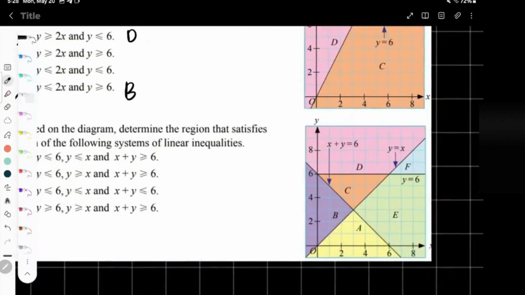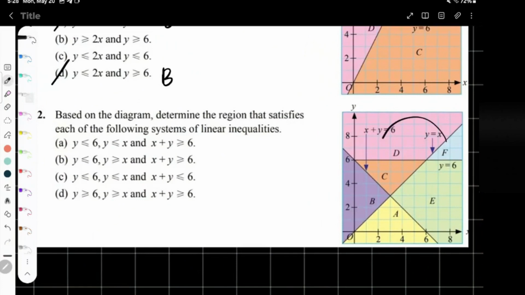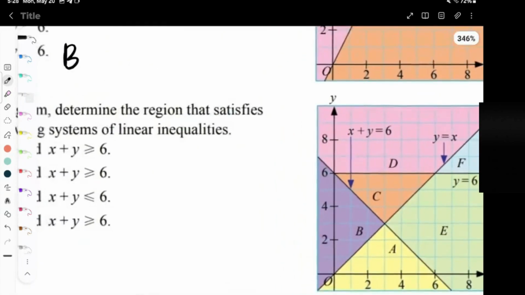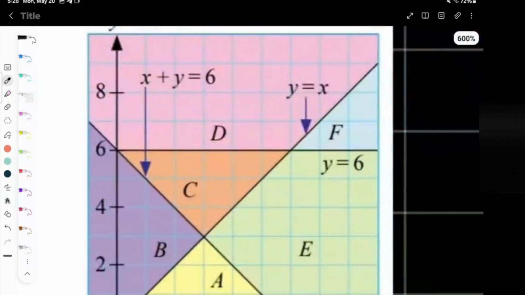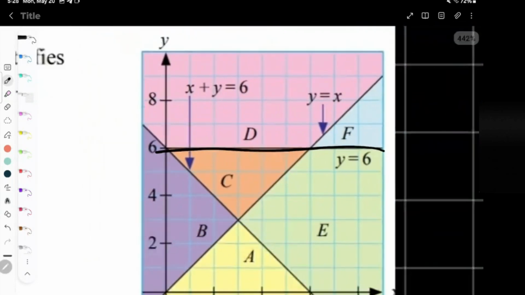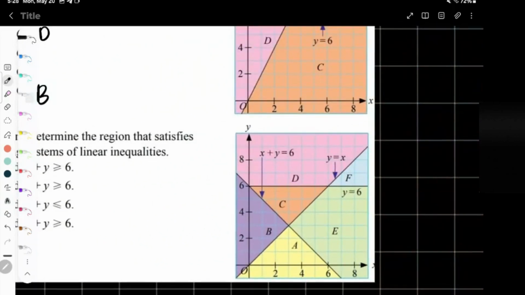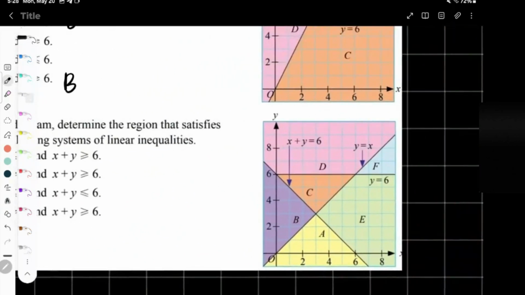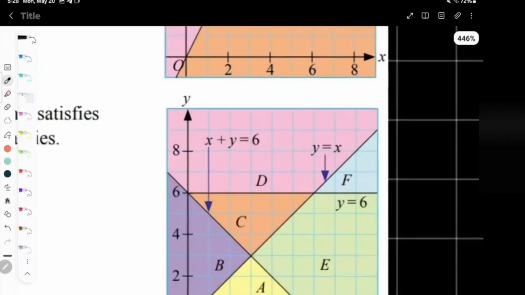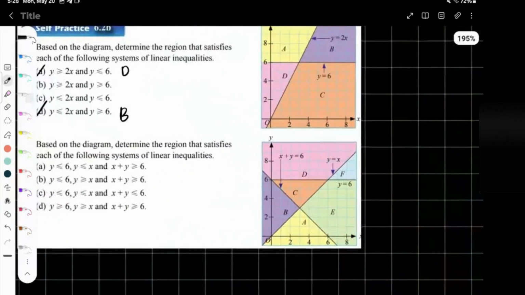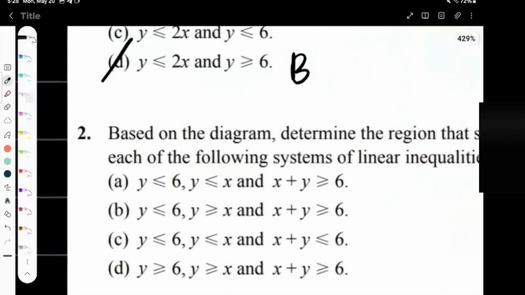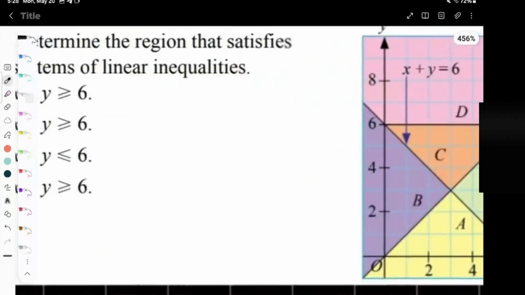Now let's look at this one here. Very complicated, but it's actually very easy. Let's do it one by one. Y is less than 6. Let's look at where is less than 6. Where is 6? This one here. And y is equal to that one. And x plus y is more than, okay, this one here. So let's do one by one. Y is less than or equal to 6.